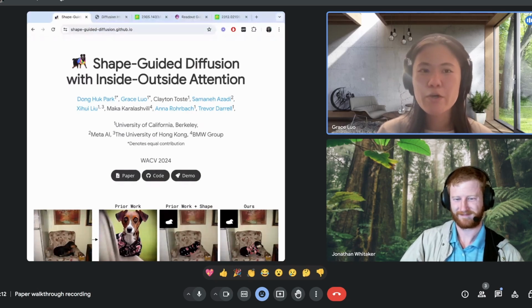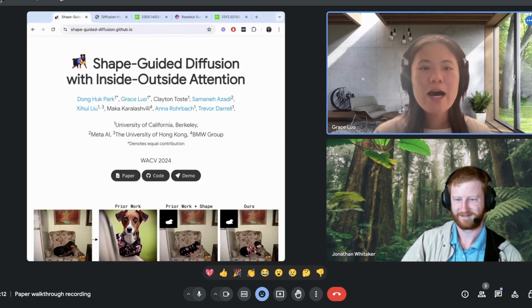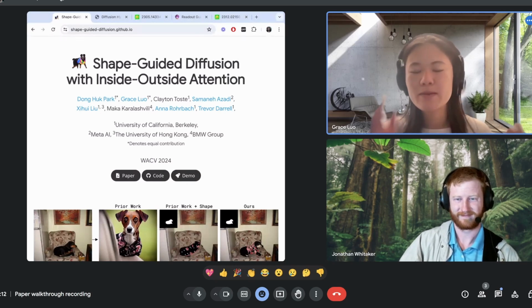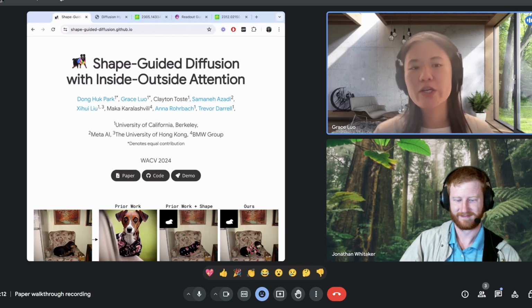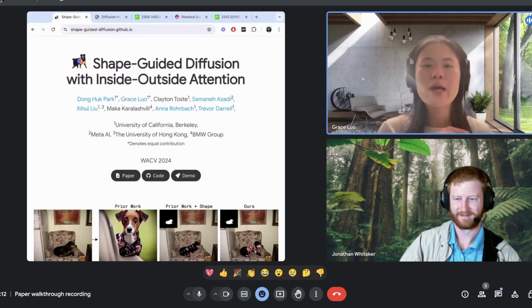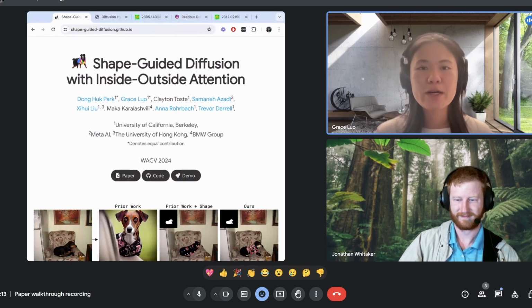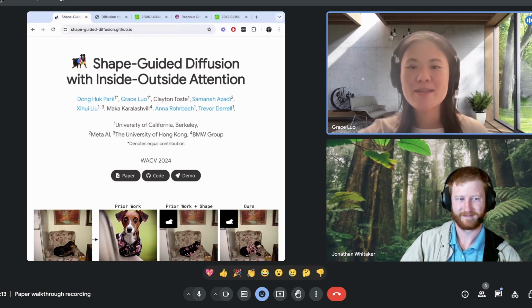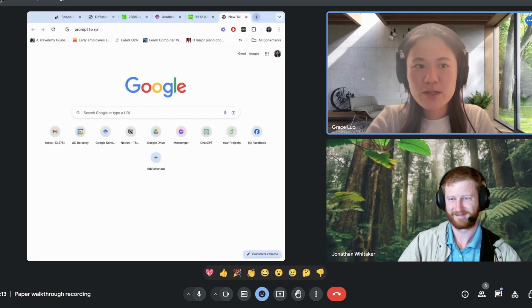So basically, this paper is called Shape-Guided Diffusion with Inside-Outside Attention. And it was heavily inspired by a work that came out very recently before, called Prompt to Prompt, which basically shows that if you take the cross-attention map of a reference generation and you copy it over to a new generation, you can imitate a lot of the structure and have this structural similarity between the two. And this makes a lot of sense. I don't know if I should maybe present the paper so that it's easier to visualize what's going on.